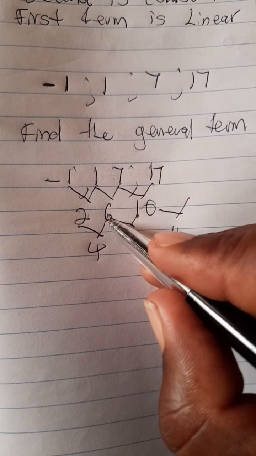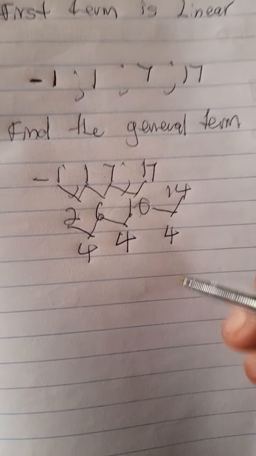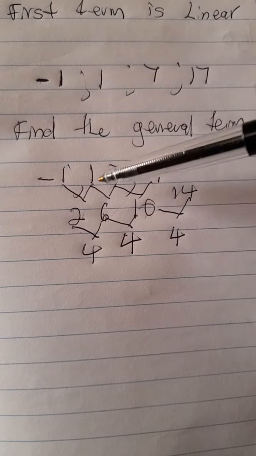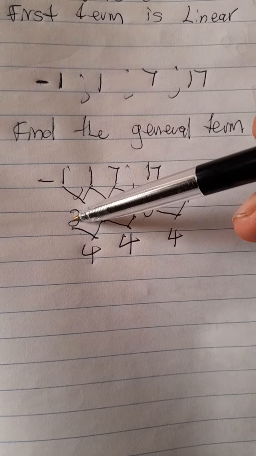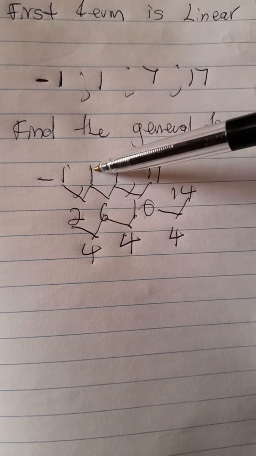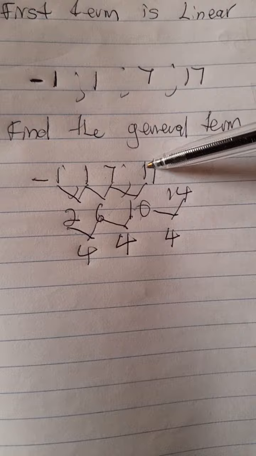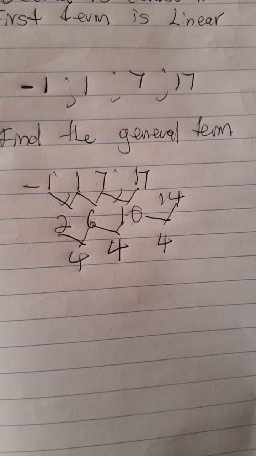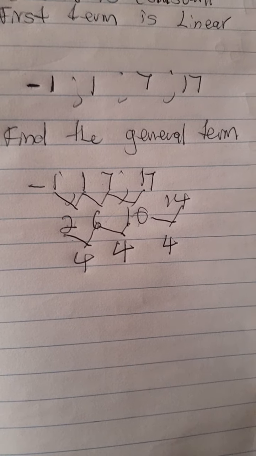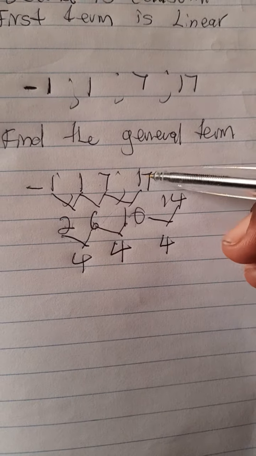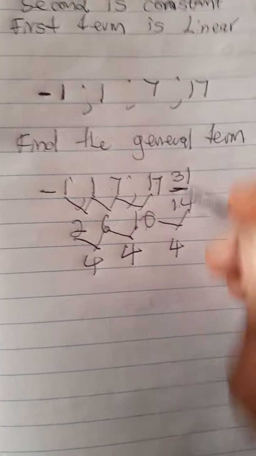2 plus 4 is 6, 6 plus 4 is 10, 10 plus 4 will be 14. So you may ask yourself, how did they come up with the next consecutive term? This is what they did. -1 plus 2 gives 1, 1 plus 6 is 7, 7 plus 10 is 17. Then 17 plus 14 gives 31. That's how you get the next term.